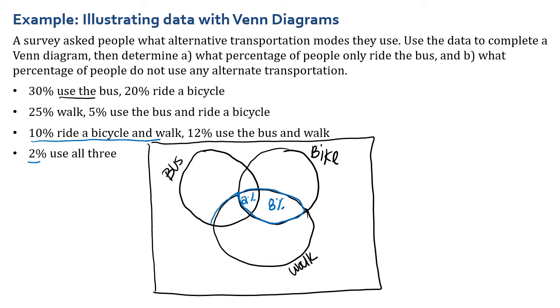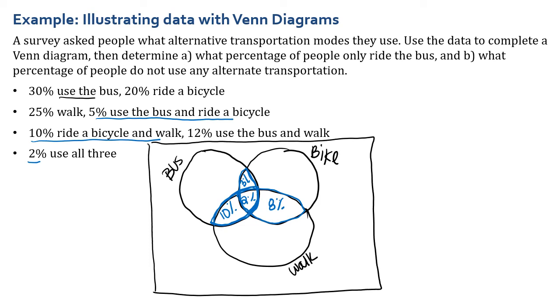12% use the bus and walk. So this entire overlap of bus and walk, because again, it doesn't say only, needs to add up to 12%. I've already taken care of 2, so that leaves 10% here. This says 5% use the bus and ride a bike. So this entire overlap of those 2 needs to add up to 5%. So that leaves 3% for that inside chunk.